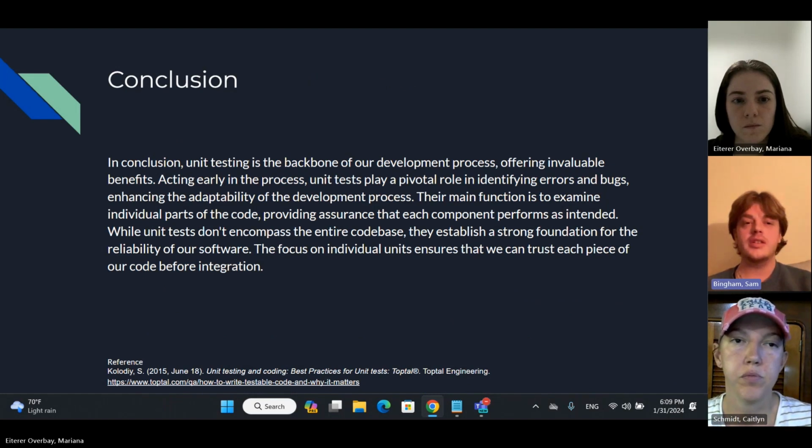In conclusion, unit testing is the backbone of our development process, offering invaluable benefits. Acting early in the process, unit tests play a pivotal role in identifying errors and bugs, enhancing the adaptability of the development process. Their main function is to examine individual parts of the code, providing assurance that each component performs as intended. While unit tests don't encompass the entire code base, they establish a strong foundation for the reliability of our software. The focus on individual units ensures that we can trust each piece of our code before integration.